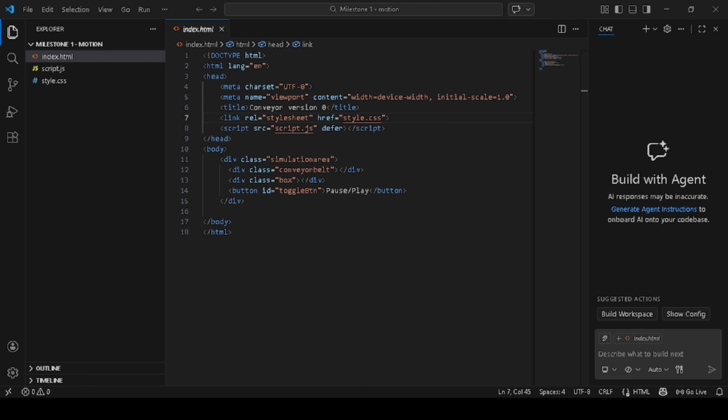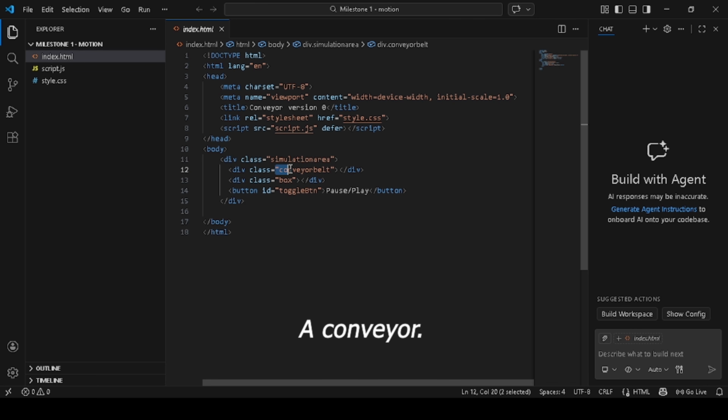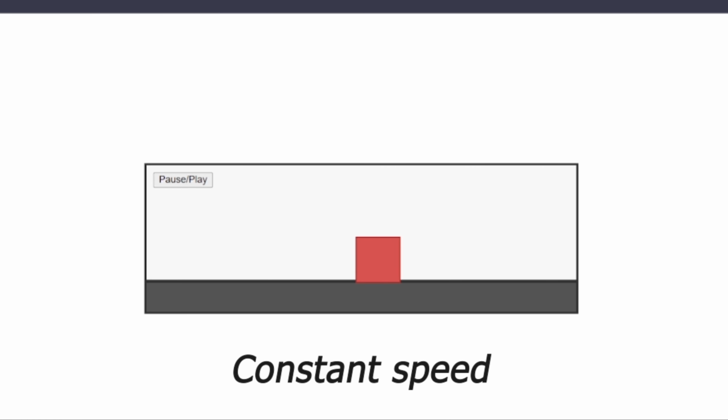At this stage, the simulation contains only two objects, a conveyor and a single box. The conveyor is only a visual reference, while the box simply moves from left to right at a constant speed. Nothing else exists. This isn't because industrial systems are simple, no. It's because we are solving one engineering problem at a time.